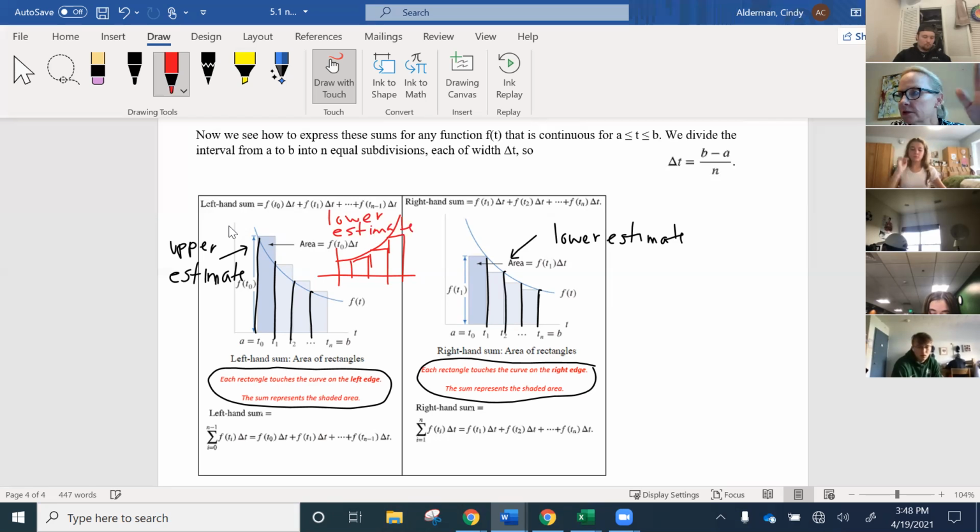So whether it's lower or upper depends on if the rectangles are above or below, right? It's a left-hand sum if the rectangle touches the curve on the left edge. It's a right-hand sum if the rectangle touches the graph on the right edge.